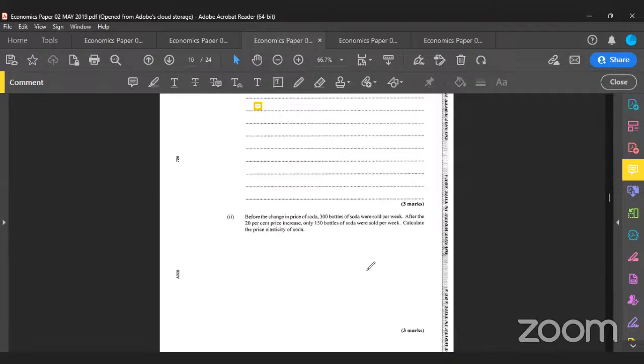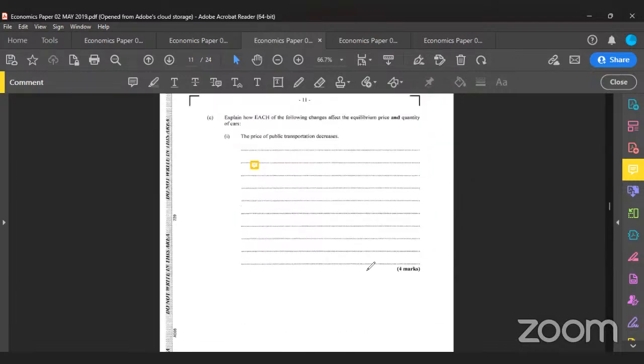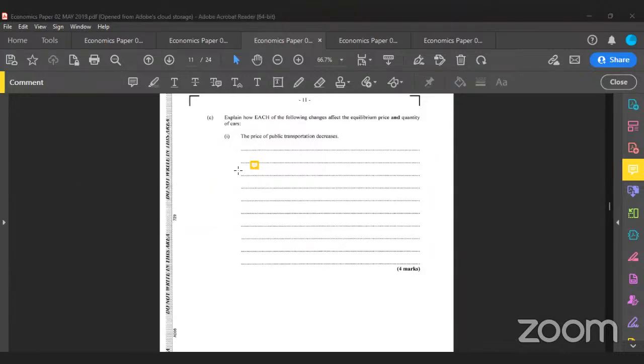So let us press on and continue. How would each of the following changes affect equilibrium price and quantity of cars? The price of public transportation decreases. So if the price of public transportation decreases, we will desire to take the bus more, like take GTC bus, take other public transportation more, right?